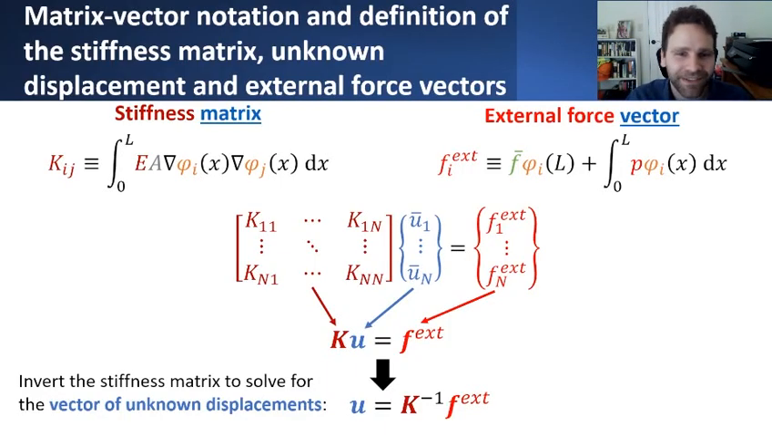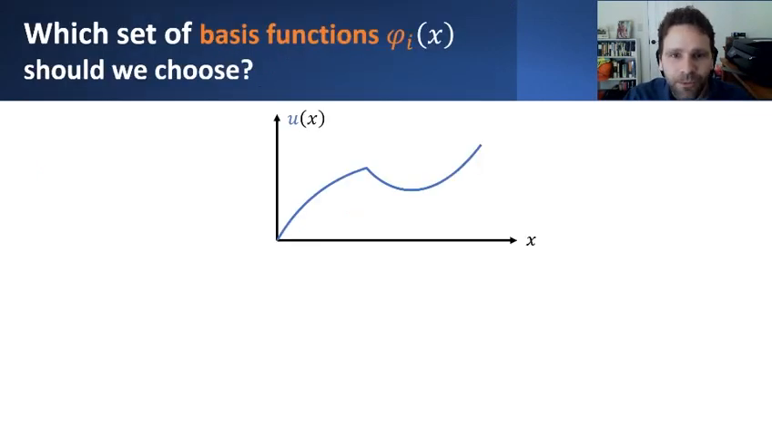Given that you can apply this method for any possible choice of admissible independent basis functions used to represent both our trial solution and our virtual displacement functions, the question becomes: what particular set of basis functions should I choose in general if I'm solving a problem where I don't necessarily know ahead of time what the exact solution should look like?